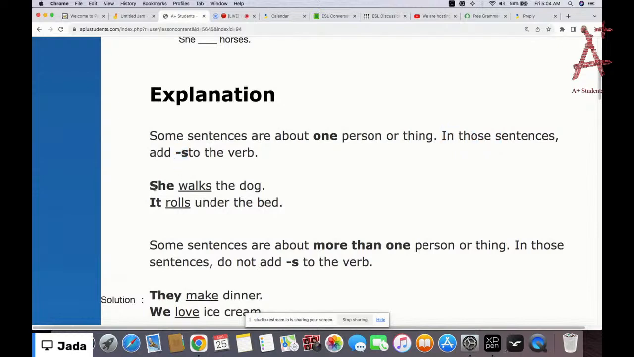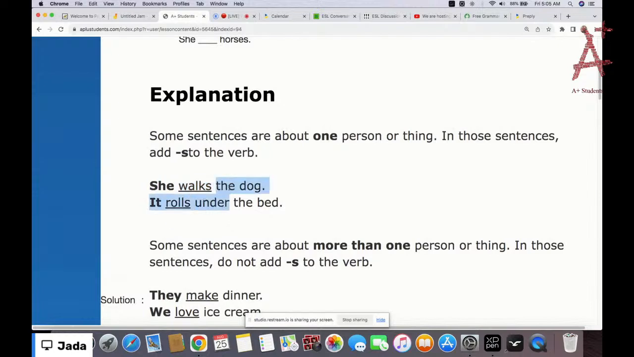So now this is it here. She walks the dog. Now why are we adding s to the verb when it's talking about one person? It's because the subject here is just she, so it's one person. It's not saying she and her friends or she and her brother, just she walks the dog. Because it's a singular subject, and she is a pronoun, you're just gonna add s to the verb.